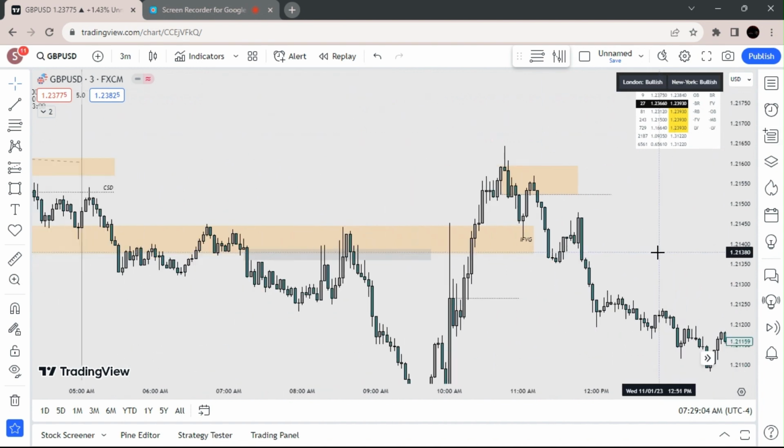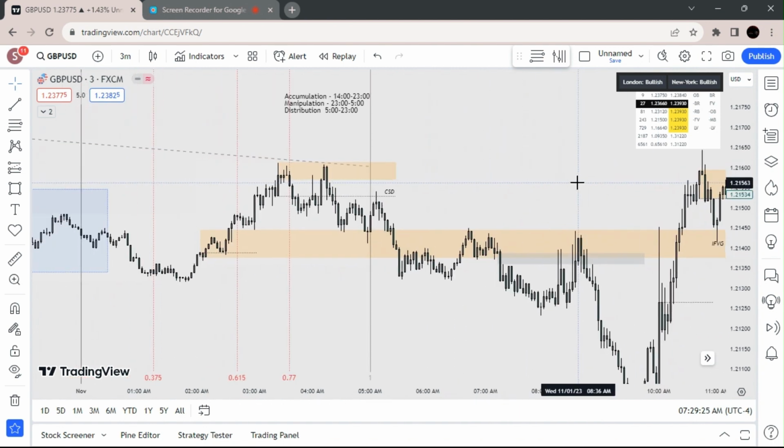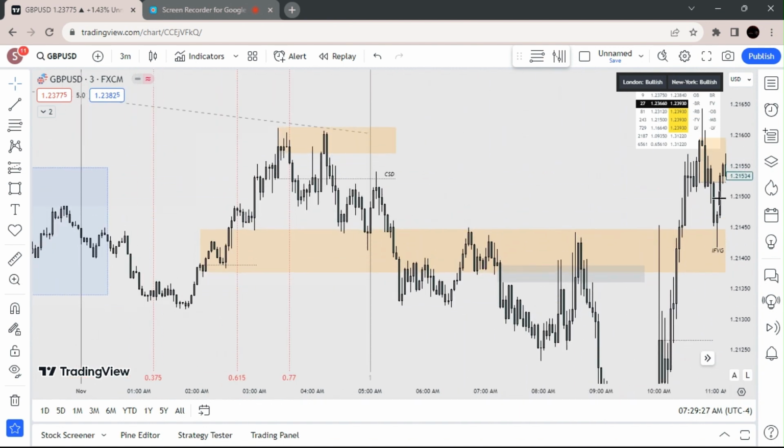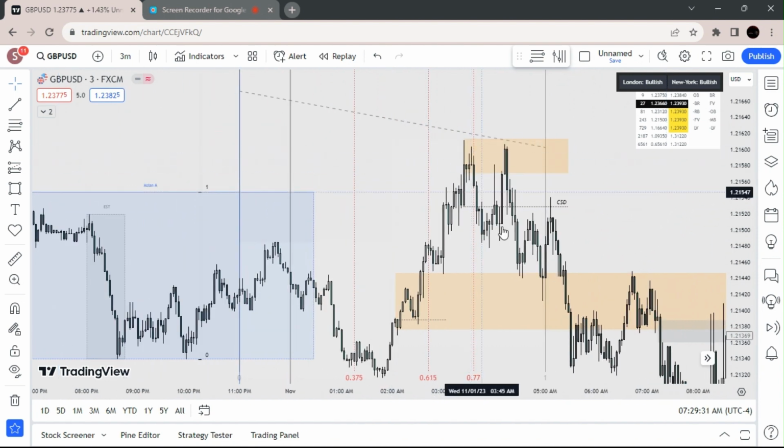And this is where, when people ask me, how do you know which CSD to use? Well, you have to look at the time. You have to know what time it is, and because manipulation is going to provide that fake move, distribution is going to provide the real move. So you want to look for CSDs in whatever direction price is going. You have to follow your bias. You can't just blindly enter a CSD you see.